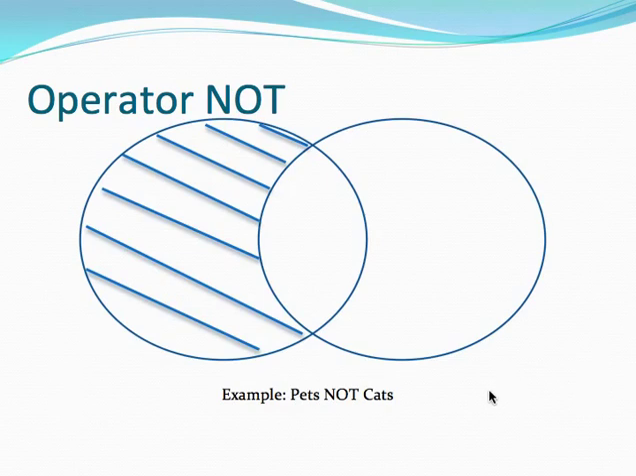Another example, another operator, is the operator NOT. And here, the example, we're using pets and cats. So, if we use pets NOT cats, we will retrieve all the documents or all the information resources that have the word pets. But we will not retrieve those that have the word cats. So we'll be retrieving other types of pets, dogs, birds, etc.